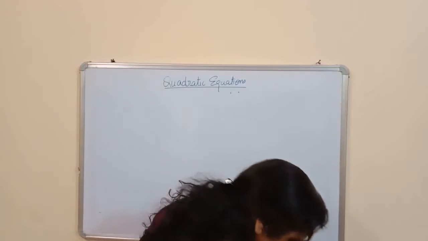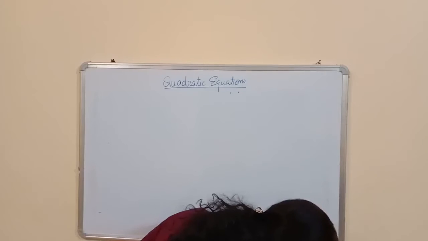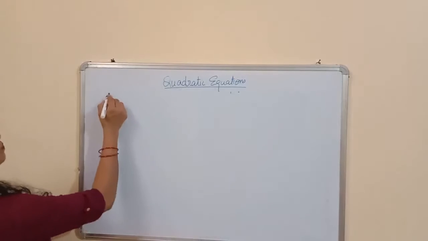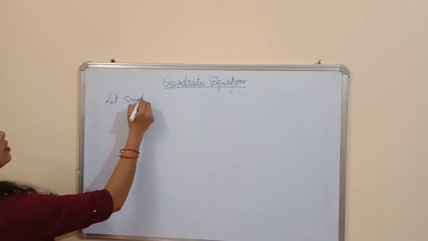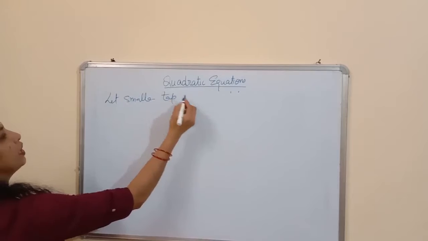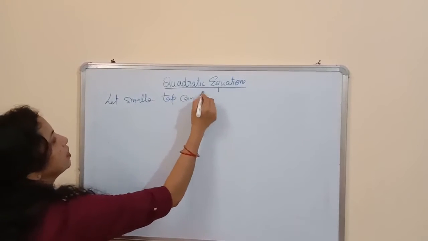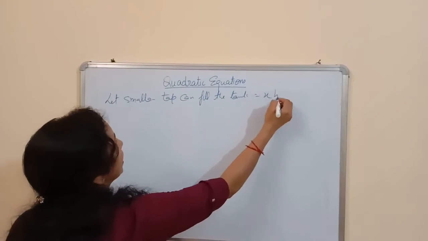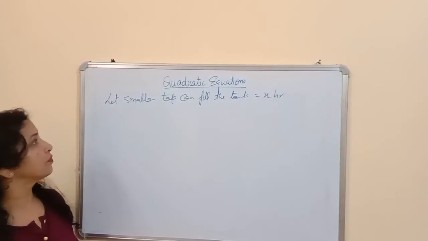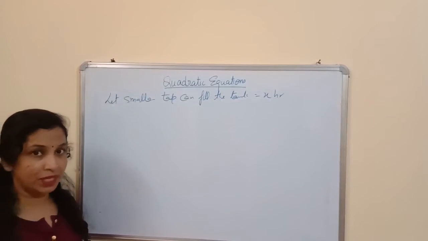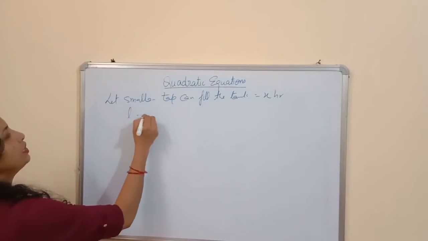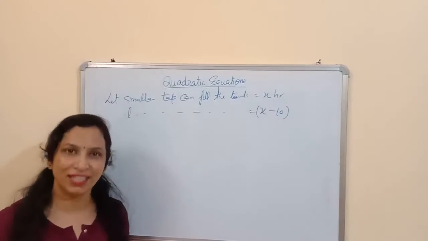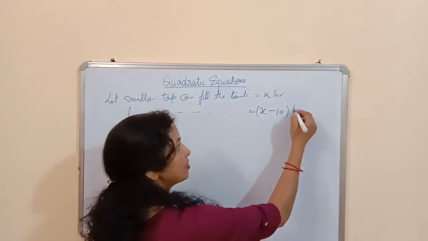So according to the question, the larger diameter tap will take how much time less? 10 hours less to fill the tank. Okay. So let the smaller tap fill the tank in x hours. Now according to the question, the larger tap fills the tank in 10 hours less. It means the time taken by the larger tap to fill the tank is x minus 10 hours.